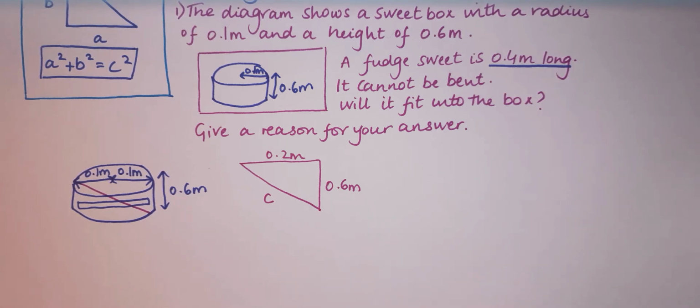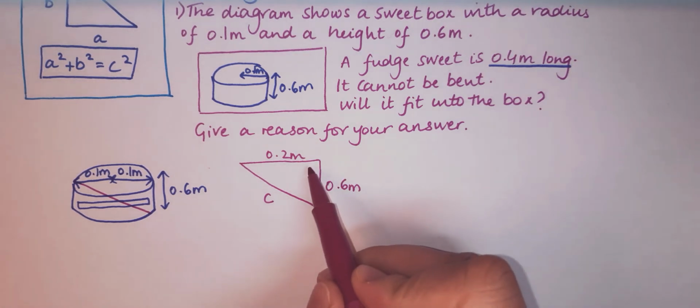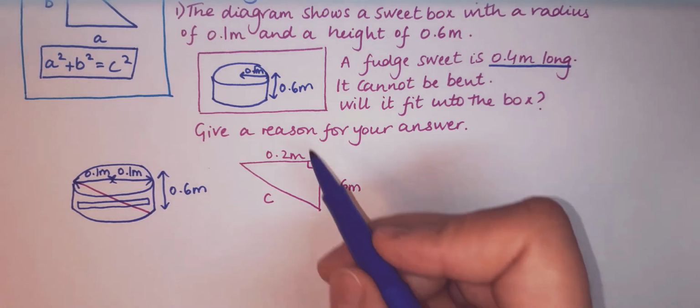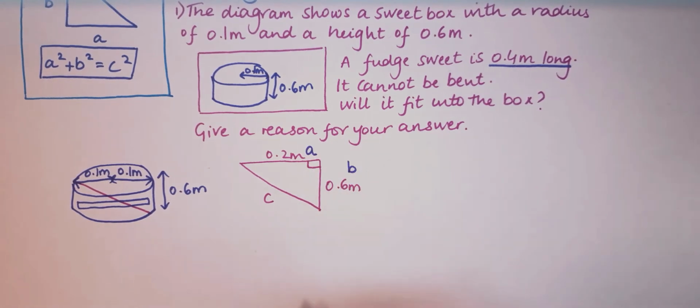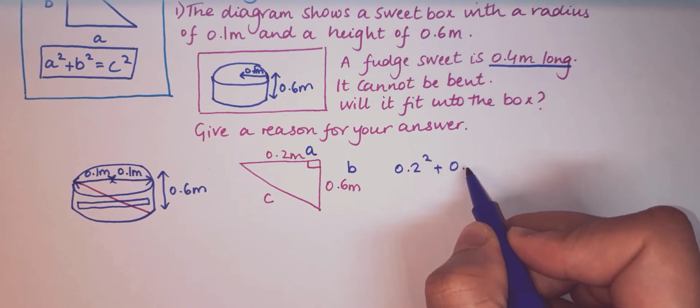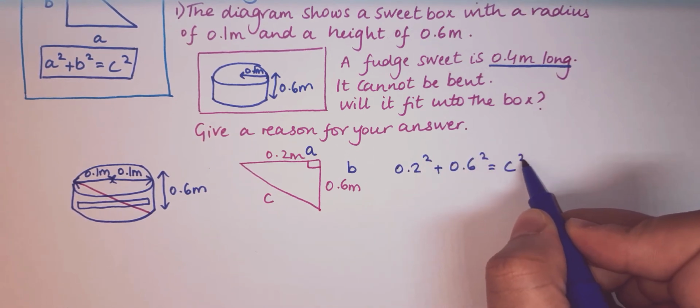Now that we've got a triangle, and we've been given two lengths, and it's a right angle triangle, we know that we can use Pythagoras' theorem: a squared plus b squared equals c squared. We've labelled one length, and we need to label the other two as well. If we label these a and b, all we have to do is substitute the values into the equation. So we would have 0.2 squared plus 0.6 squared equals c squared.